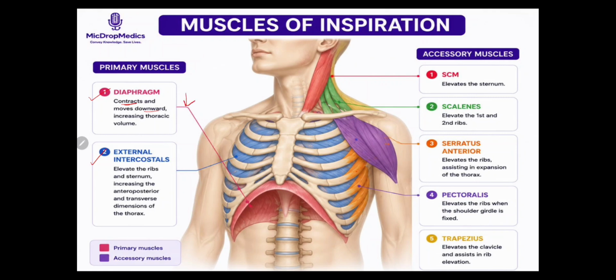But when a patient hits respiratory distress, they have to recruit their accessory muscles. If you see a patient actively using their sternocleidomastoid, their scalenes, serratus anterior, pectoralis, or trapezius, they are burning massive amounts of energy just to pull air in. This is a clear warning sign of impending respiratory exhaustion.